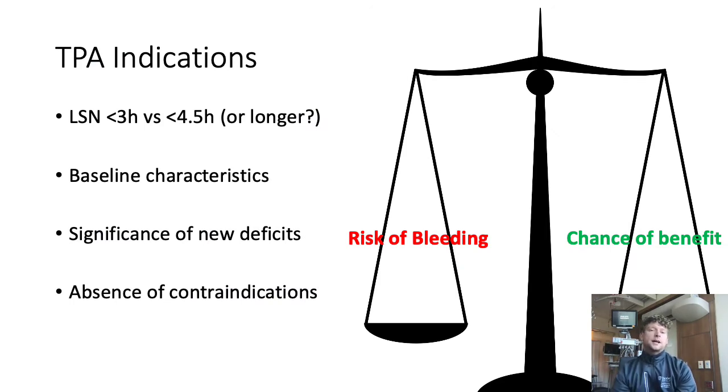We've all heard about the arguments for and against TPA. This talk is not about the NINDS trial or the ECASS trial and all the other information and data that we have to inform TPA practice. We know that TPA bleed risk increases with time, and that certain centers use a 3-hour cutoff from last seen normal, others use 4.5.